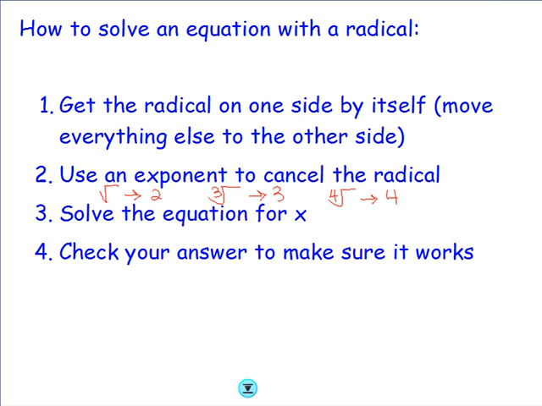Once the radical is gone, you're going to solve your remaining equation using all of the skills that we've learned throughout the school year, moving things around, combining like terms, distributing, that kind of stuff. What's important is step number 4. There are going to be some problems where the answer doesn't actually work.